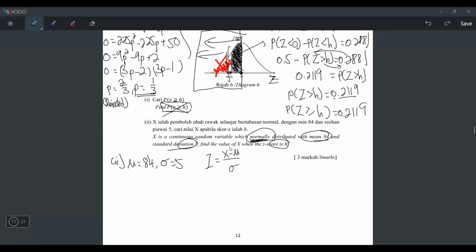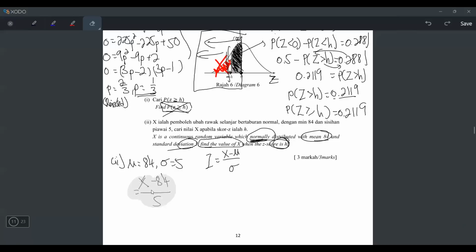But they already say find the value of X. It means definitely the X value I want to find in the end. And I already know the mean is 84, the standard deviation is 5. It means I just need the Z value. And they say that the Z score is H. Means the Z value is H. But do I know H? I don't know yet, right? So what I do is, I have to find the value of H now.